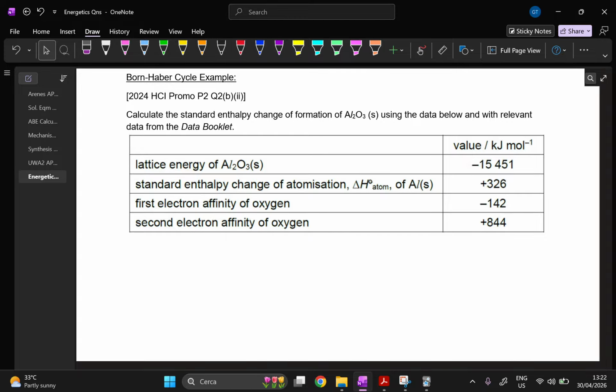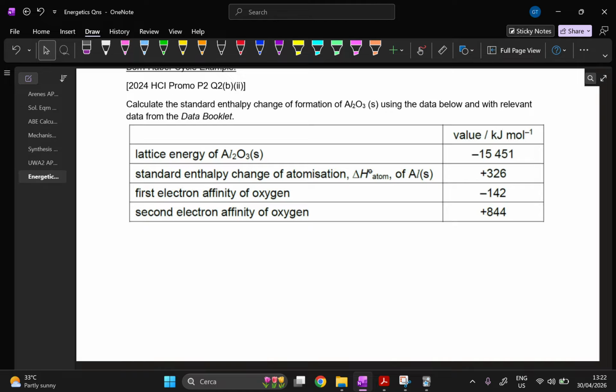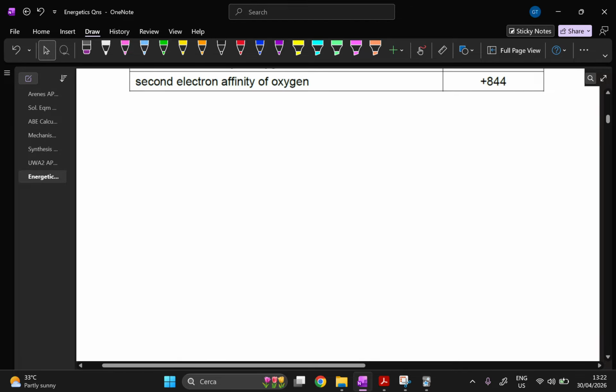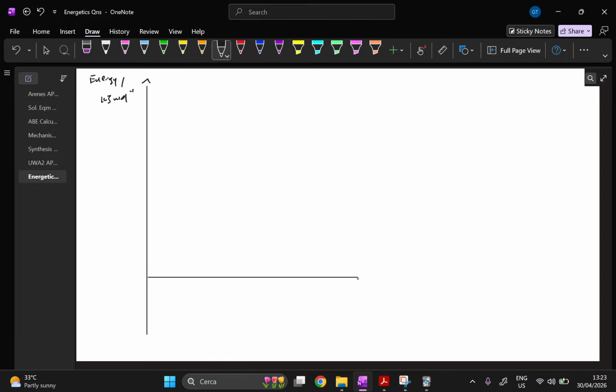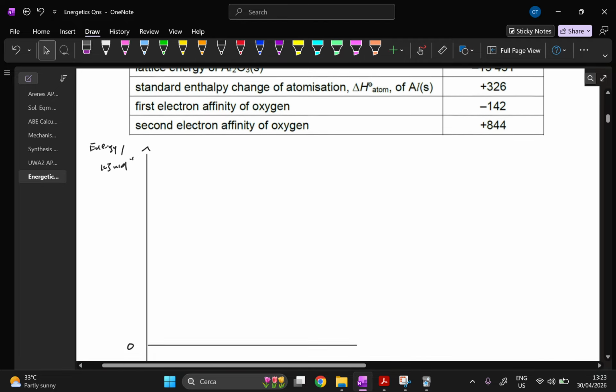Anyway, let us look at this, okay? So I'm going to set up my standard Born-Haber cycle now. Of course, I'm going to need to label my axis with energy, kilojoules per mole. And once again, just like the standard Born-Haber cycle, remember, start from the elements in their standard states. So elements in their standard states have a relative enthalpy of 0.